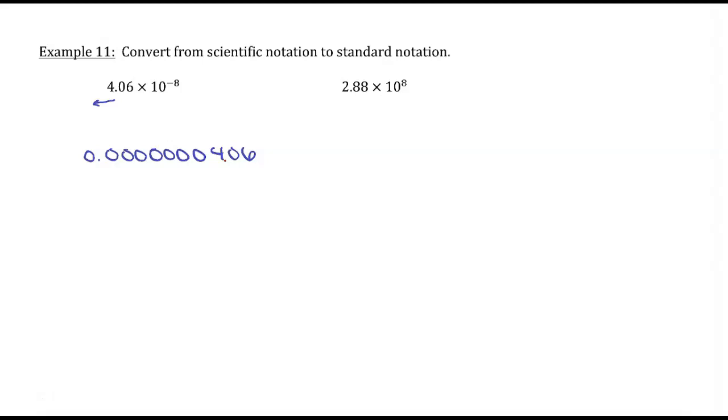Now let's look at the second one. We have 2.88 times 10 to the positive 8. Since this time our exponent is positive 8, we're going to move our decimal to the right 8 places. This will give us the number 288,000,000. That moved the decimal place over 1, 2, 3, 4, 5, 6, 7, 8 places to the right. So in standard notation, this is 288 million.